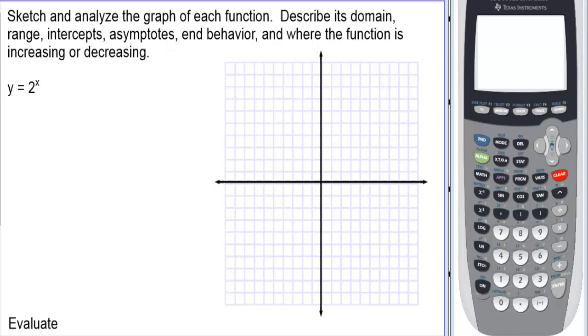Sketch and analyze the graph of each function. Describe its domain, range, intercepts, asymptotes, and behavior, where the function is increasing or decreasing. So 2 to the 0 is 1. 2 to the 1 is 2. 2 squared is 4. And 2 to the third is up here at 8.